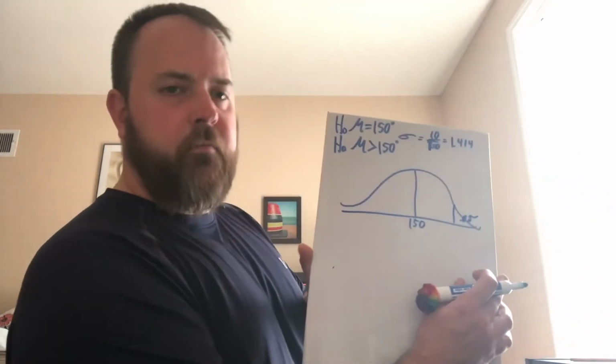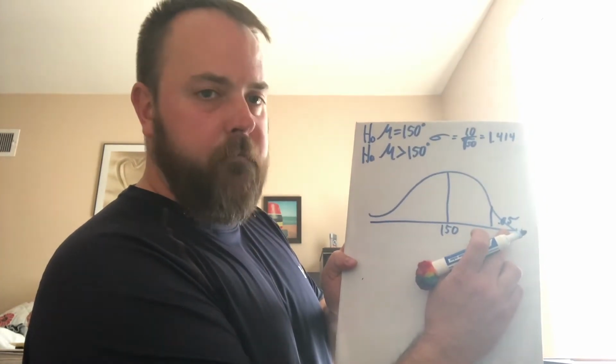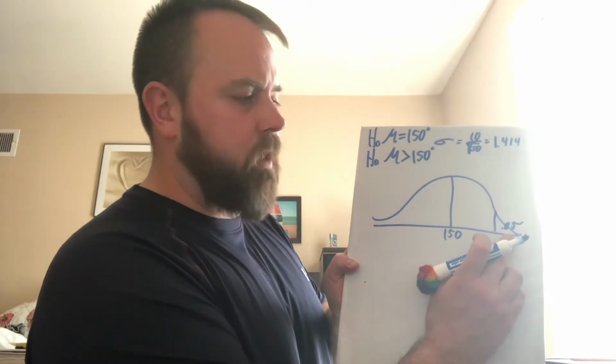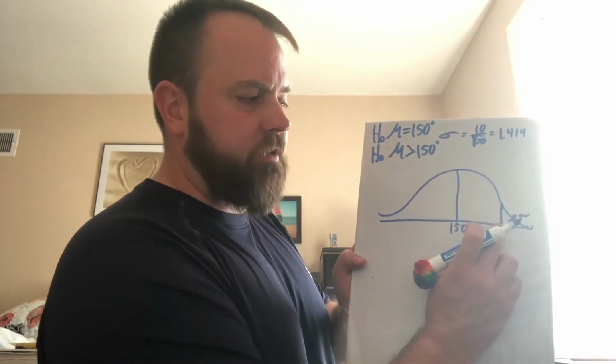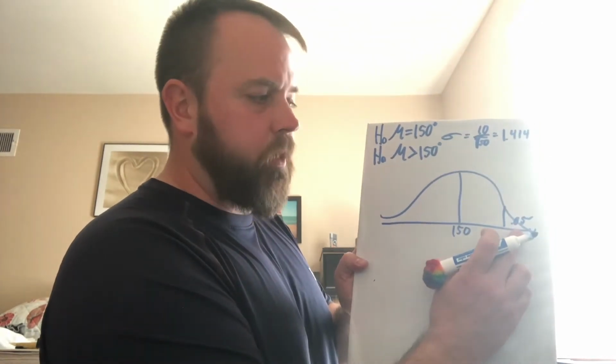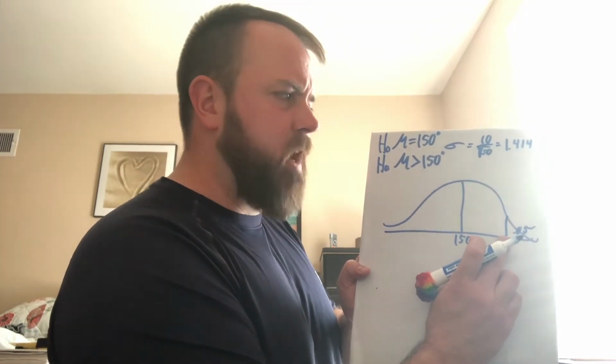So let me draw my curve. I have my 150 in the middle. Since it's greater than, our alpha of 0.05 is going to be in the right tail this time. That's going to be important, especially when we do the inverse norm. We want to find that little line separating our alpha, what we reject, and our fail to reject area. How far above 150 do we have to be to say that we are going to reject?